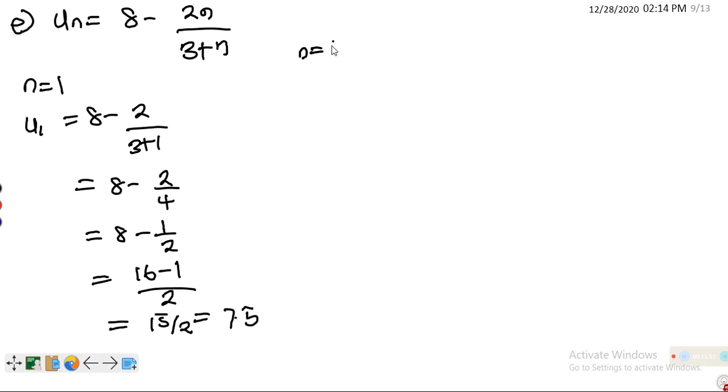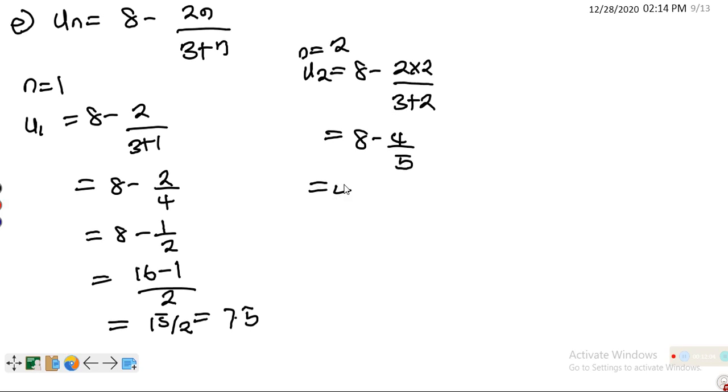When n equals 2, we have u2 equals 8 minus 2 times 2 over 3 plus 2, and this will give us 8 minus 4 over 5, which is 40 minus 4 over 5, and that gives us 36 over 5, which is 7.2. So the first one is 7.5, and this one is 7.2.